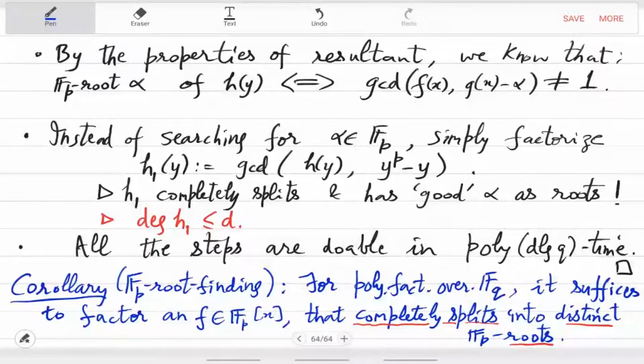Yes, and we always take P to be prime. Any questions? Right, so that is the state of the art of the Berlekamp algorithm and all its connections.